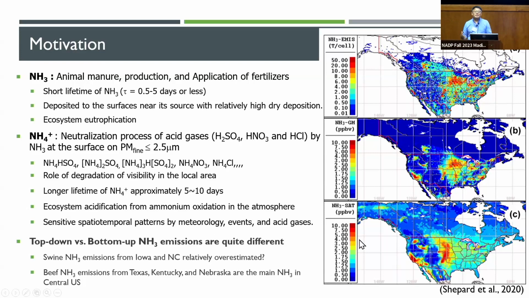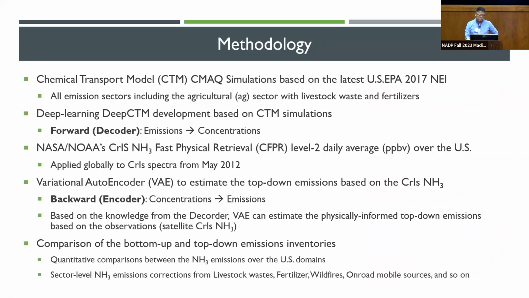However, when you look at the satellite data, the TES ammonia or CrIS ammonia data that some of you are familiar with, those are satellite data that we compiled over the years and looked at for spatial and temporal patterns. We are seeing quite a bit of different spatial distribution across the United States. In the mid-US, there is a lack of representation of ammonia, while the swine operation seems to be overestimated compared to the beef industry.